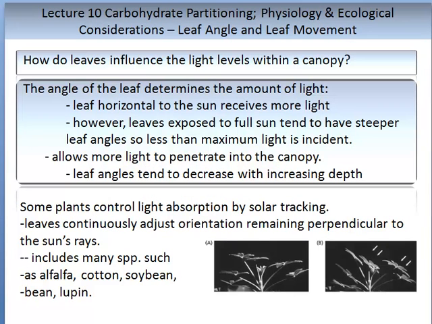So how do leaves influence the light levels within a canopy? Well, the angle of the leaf determines the amount of light that leaf receives. Leaves that are horizontal to the sun can receive more light. However, leaves exposed to full sun tend to have steeper leaf angles, so less than the maximum light is incident. This allows more light to penetrate into the canopy. Leaf angles tend to decrease with increasing depth. Some plants control light absorption by solar tracking, and this was first observed in sunflowers. Leaves continuously adjust orientation, remaining perpendicular to the sun's rays. This includes many species such as alfalfa, cotton, soybean, and lupin.